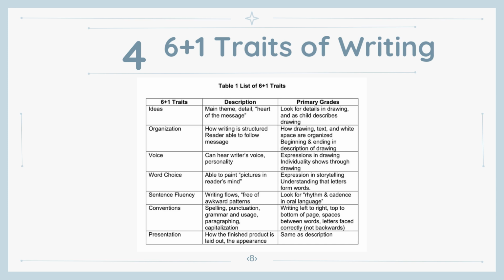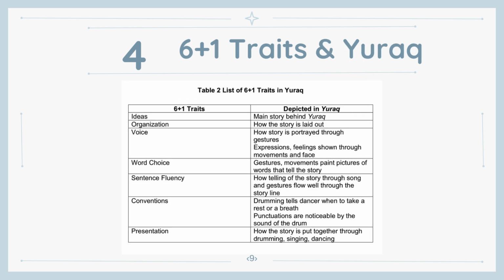So going over 6+1 traits of writing, I'll go over the trait names as well as the description. First we have ideas, which are the main theme, details, heart of the message. We have organization, which is basically how the writing is structured. Is it able to be followed? Voice, can they hear the writer's voice? Is there personality? Word choice, are you able to paint a picture in the reader's mind? Sentence fluency, does the writing flow? Is it free of awkward patterns? Conventions: spelling, punctuation, grammar, all that good stuff. And lastly, this is the +1, which is presentation, how the finished product is laid out. What's the appearance?